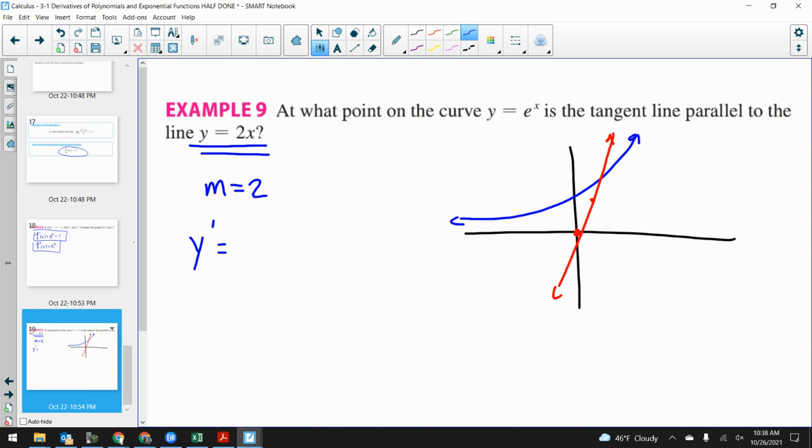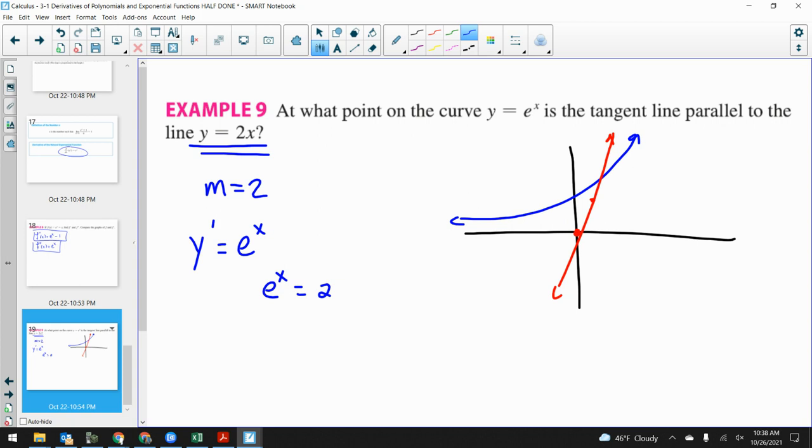Well, what is y prime in this case? Just the same e to the x. So I know the equation of the slope is e to the x. And the goal of this problem is to find when the slope is equivalent to 2. So all I'm really going to do is take e to the x and set it equal to 2. Now, how do I solve for x?